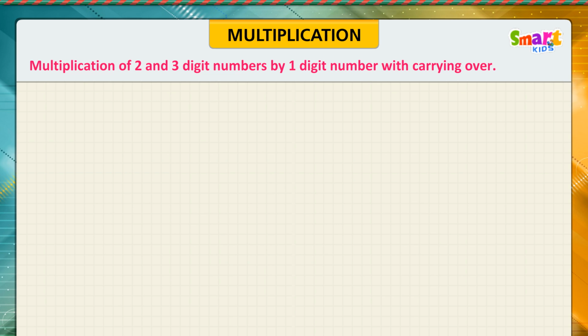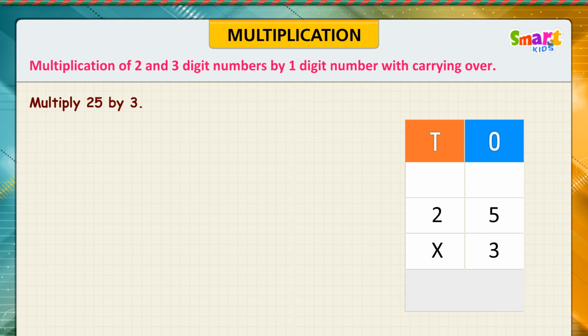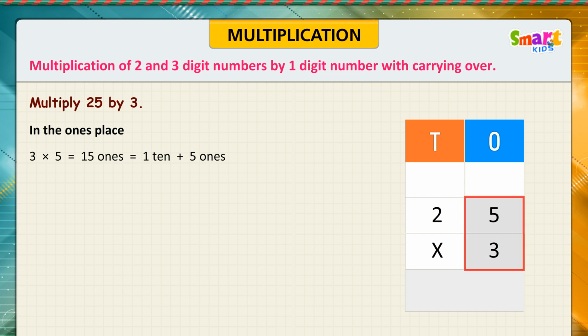Multiplication of 2 and 3 digit numbers by 1 digit number with carrying over. For example, multiply 25 by 3. See the multiplication. In the ones place, 3 into 5 is equal to 15 ones. That is equal to 1 ten plus 5 ones.